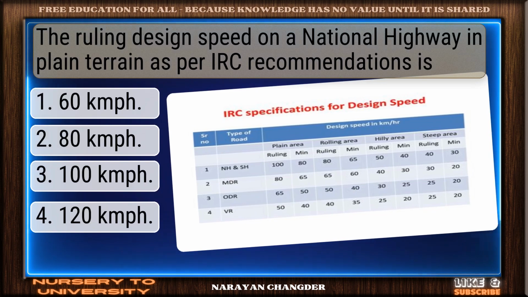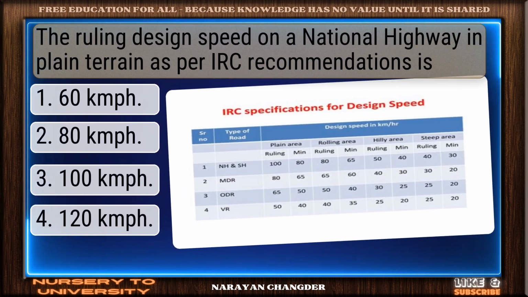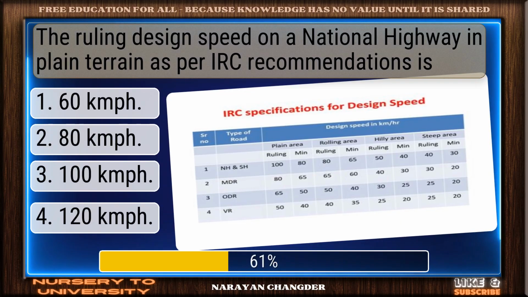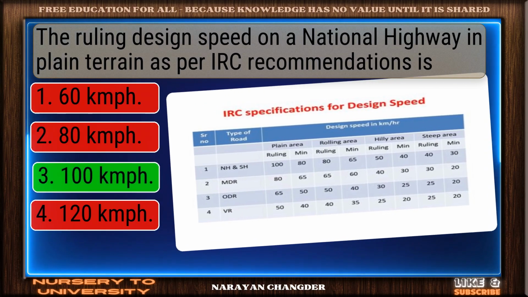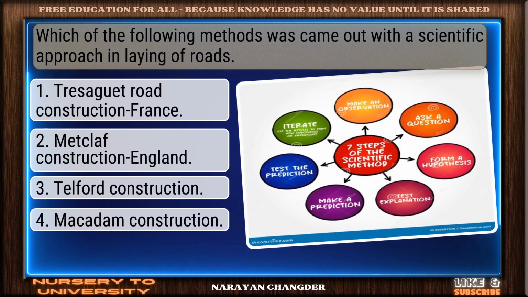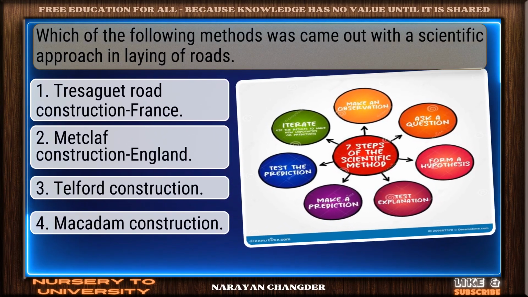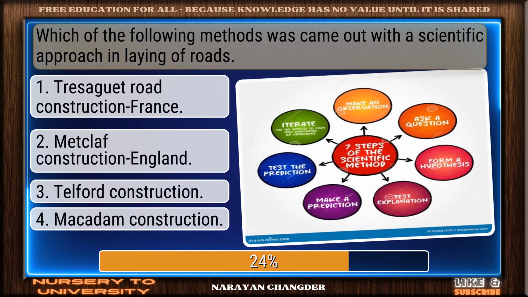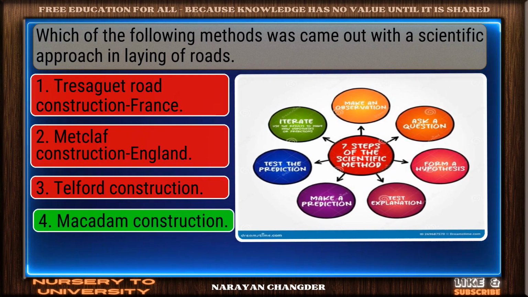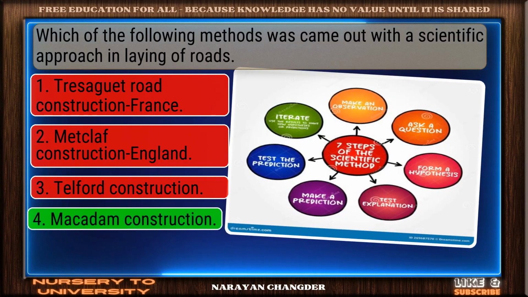The ruling design speed on a national highway in plain terrain as per IRC recommendations is... Correct. 100 km/h is the right answer. Which of the following methods came out with a scientific approach in laying of roads? Excellent choice. Macadam construction is the right answer.